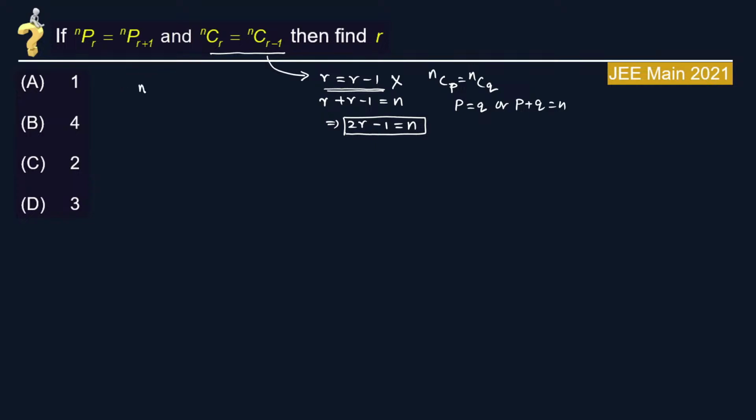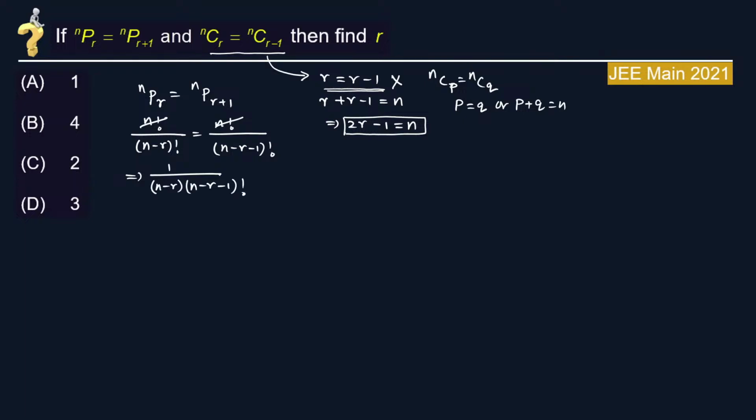Now the second relation, we have been told that nPr is nPr+1. Now let me use the formula for nPr. This is coming like factorial n divided by (n-r-1) factorial. So this I can write: factorial n goes off. (n-r) factorial can be written as (n-r) into (n-r-1) factorial. Now this and this go off again. So we are left with n-r equals 1. Again we got another relation. Is it clear?